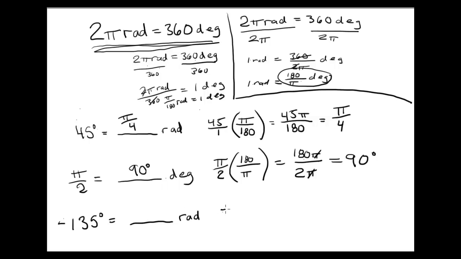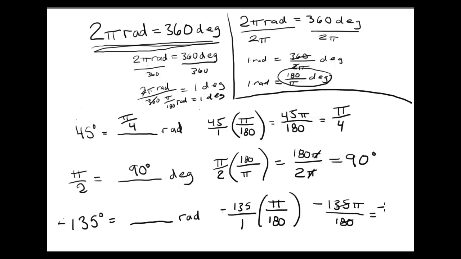So you're going to take, again, you can write 135 as 135 over 1. In this case, it's negative. You're going to multiply it by the conversion factor of pi over 180. Again, just multiply across the numerator, multiply across the denominator. Negative 135 pi over 180, which actually simplifies down to negative 3/4 pi.